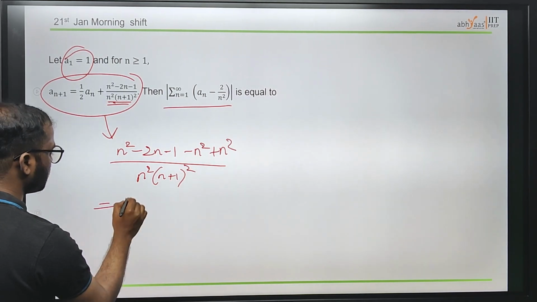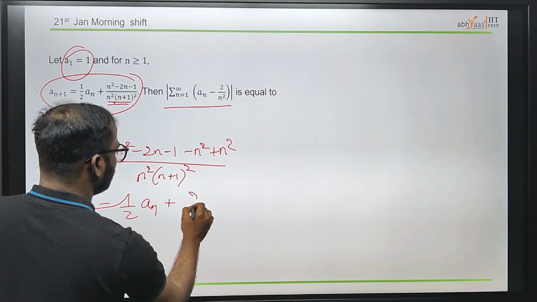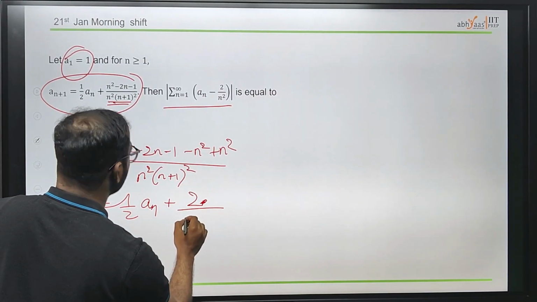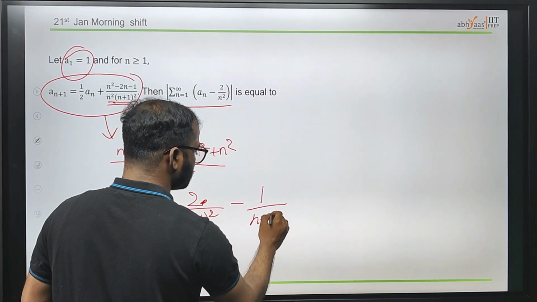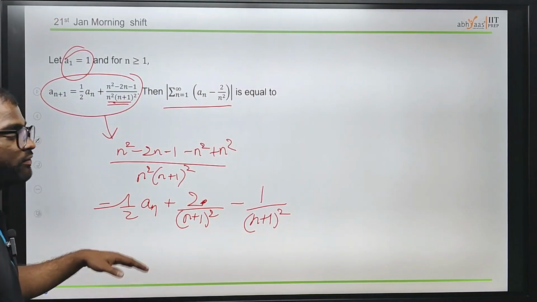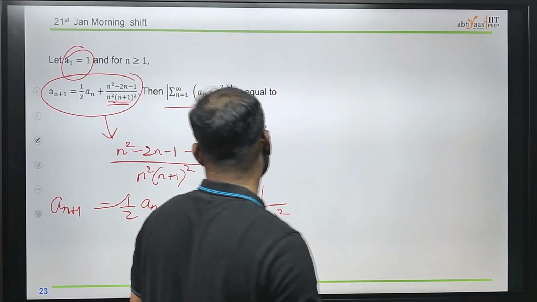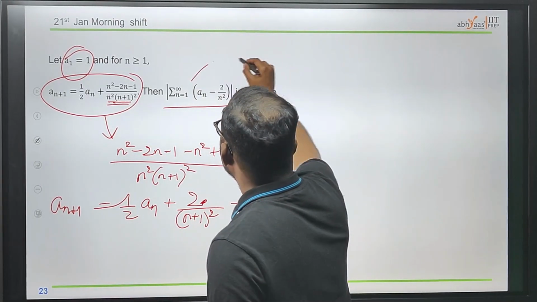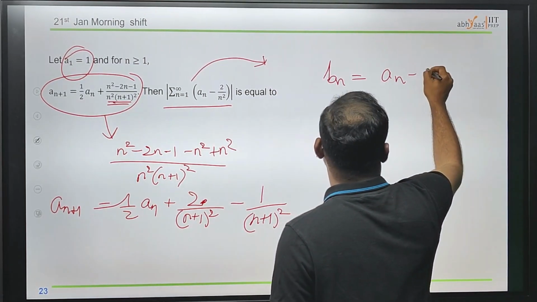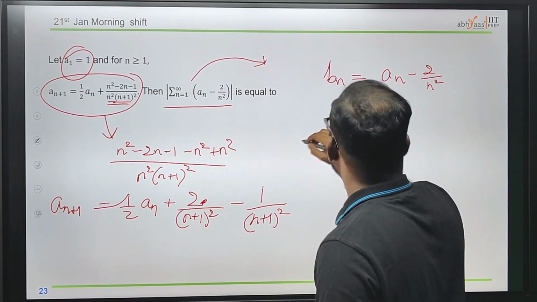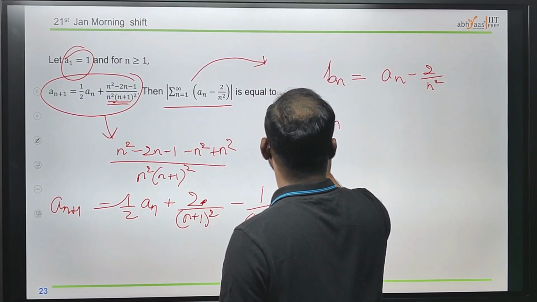After that we may have 1 by 2 a n, plus 2 n square, like 1 by n plus 1 whole square minus 1 by n plus 1 whole square. After doing some simplifications we may get a n plus 1. Now we got a n plus 1. If you just see here, say we have b n, which is equal to a n minus 2 by n square, that is nothing but the b n summation mod.